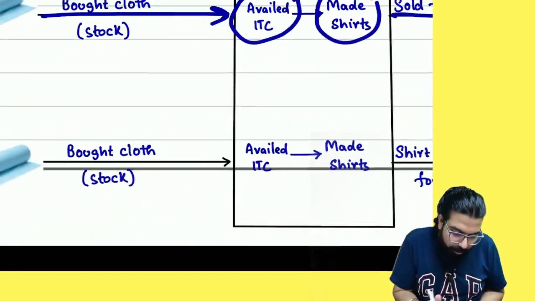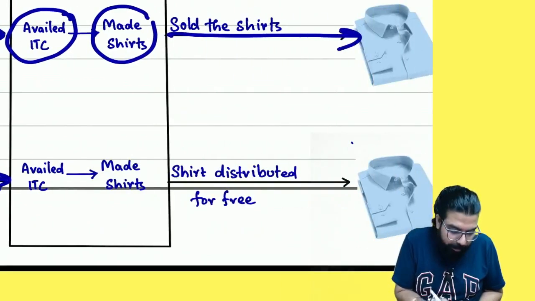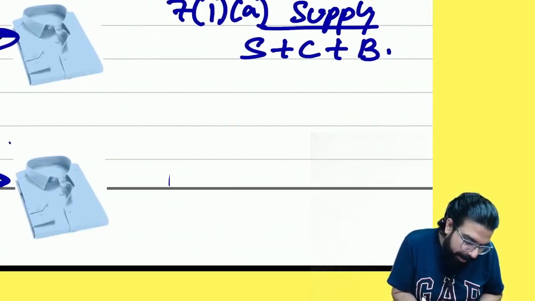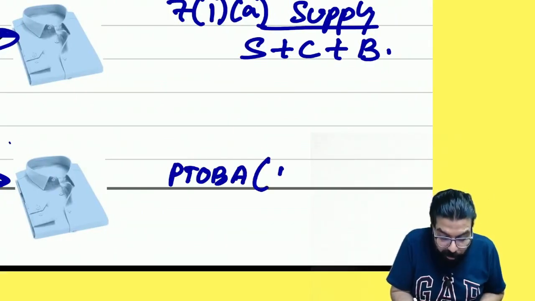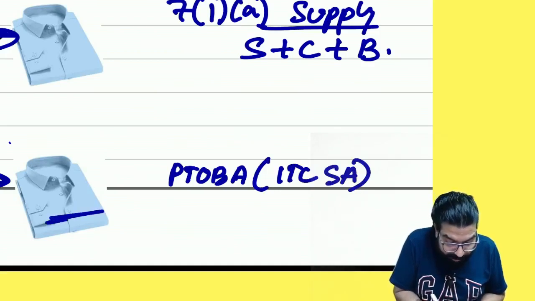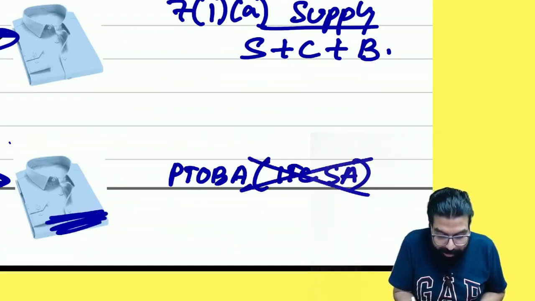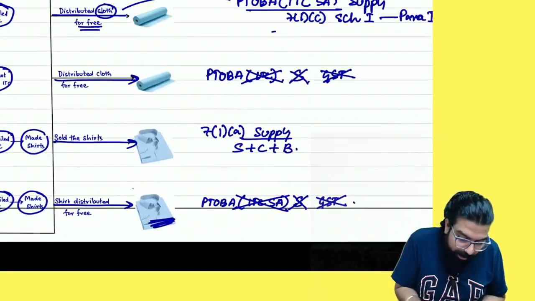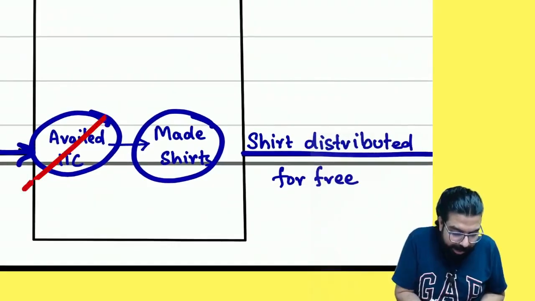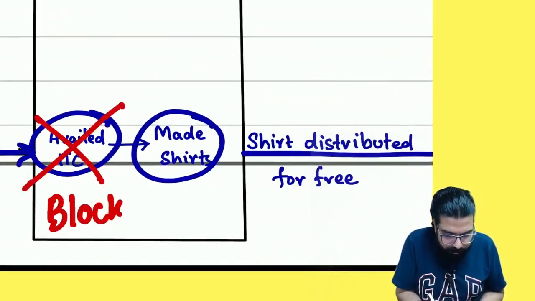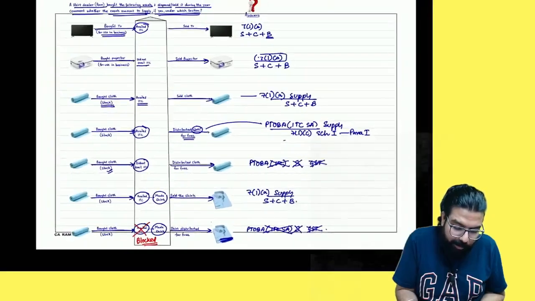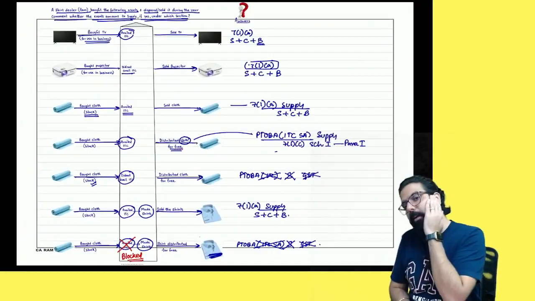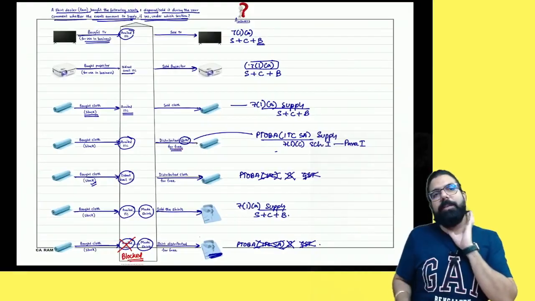Next. I bought cloth. I took the ITC. I made a shirt and the shirt was given for free. Is it a permanent transfer of a business asset? Did you take the ITC on such asset? Did you take the ITC on the shirt? And hence, will it be a supply or not a supply? Where do I have to pay GST? If I don't have to pay GST, ITC will be reversed. Please tell me, everyone, are we clear with this example? You want more or you got it? Got it? 100%.